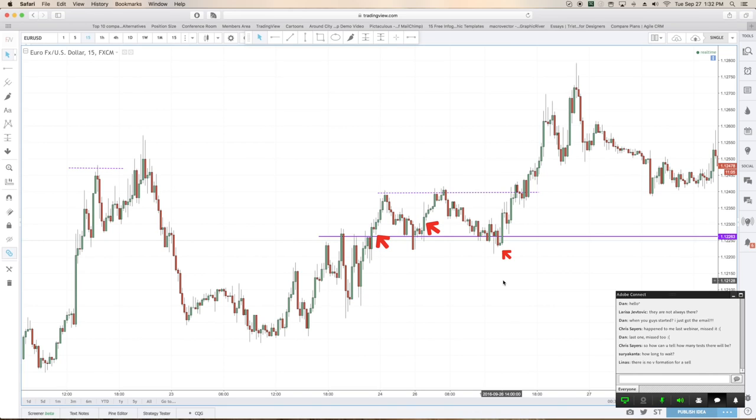There's no V formation for a sell. Sell from where, Linus? Surya Kanta, how long to wait? If you're in the buy, you mean, how long do you want to wait? Well, once you're in the trade, you're going to have to ride it all the way to the top of the range, which is where you make your next decision.